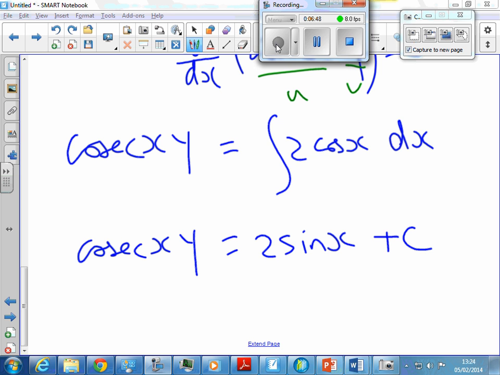Okay, so now to make y a function of x, because the question wants it in the form y equals f of x, if I multiply both sides by sine x, I get 2 sine squared x plus c sine x. And that is now my final answer.